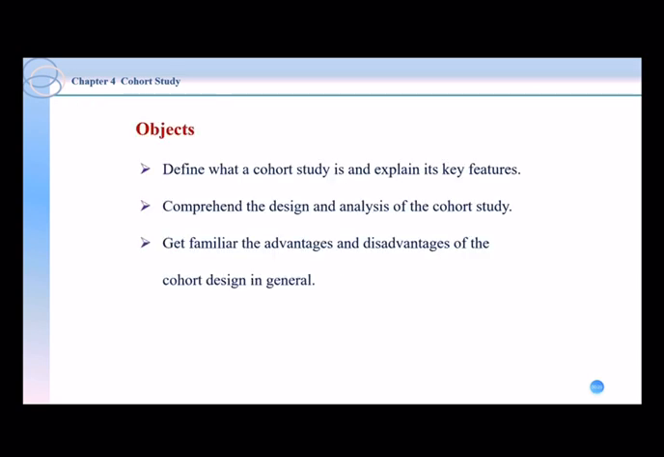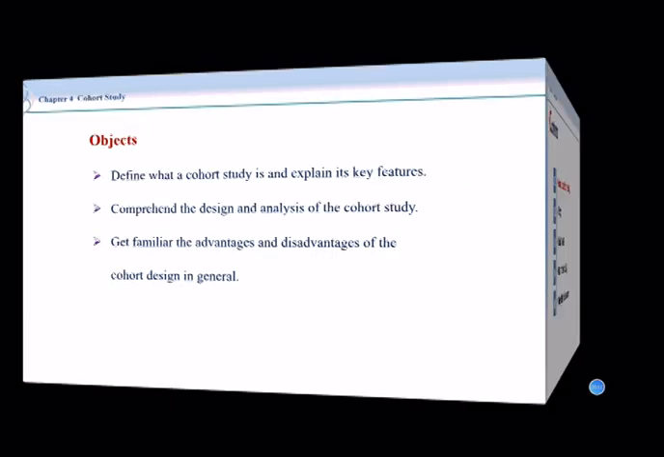And the overall objective of this chapter is to get to know what a cohort study means and the key features of this study design. We also need to comprehend the design and analysis of the cohort study, and get familiar with the advantages and the disadvantages of the cohort study.